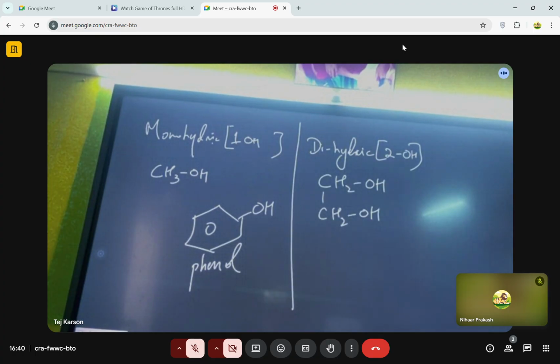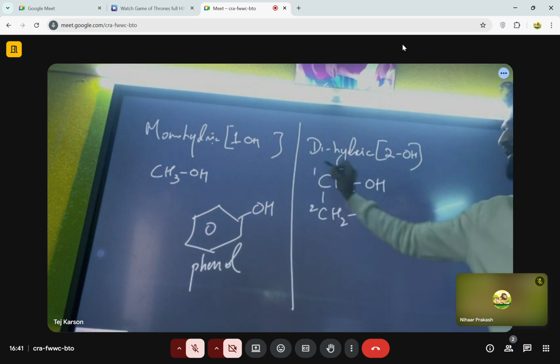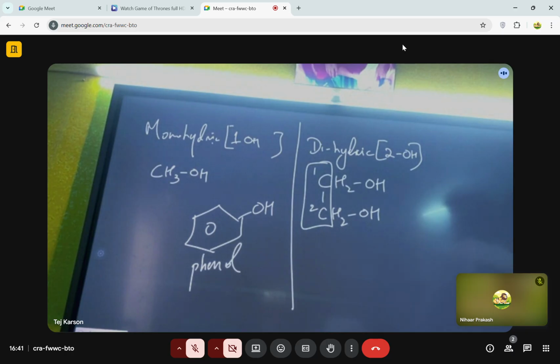Dihydrate. Monohydrate, dihydrate, trihydrate. Simple. Name this. 1,2 ethanol. Guys, 1 here, 2 here. Two carbons are involved, so the answer is right.